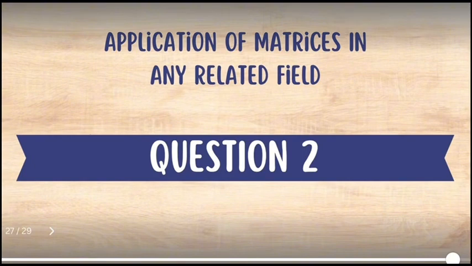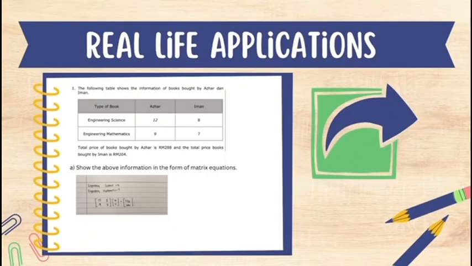Question 2. The real life application. The following table shows the information of the books bought by Azhar and Iman. The types of book are engineering science and engineering mathematics. Azhar bought 12 engineering science and 9 engineering mathematics books. Iman bought 8 and 7 books. The total price of books bought by Azhar is 288, and the total price bought by Iman is 204. So question A, show the above information in the form of a matrix equation.